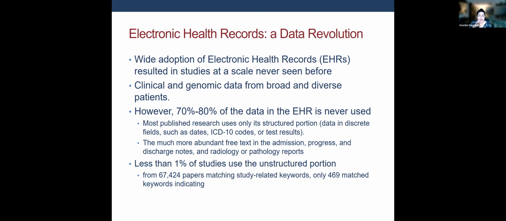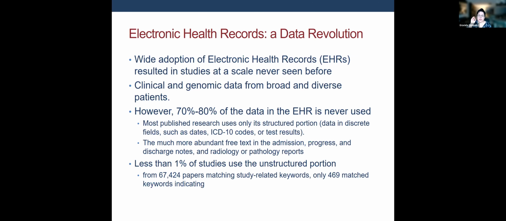I didn't know how many studies use the unstructured portion. It's very difficult to calculate, so I'll give you my estimate of what percentage of the studies done on EHR data actually use it. We discovered that all of this abundant free text in admissions, progress and discharge notes, and radiology and pathology reports is very rarely used in these generic studies run on EHRs. My calculation is that less than 1% of the studies published use the unstructured portion of the record.